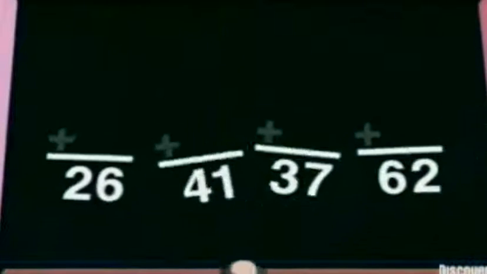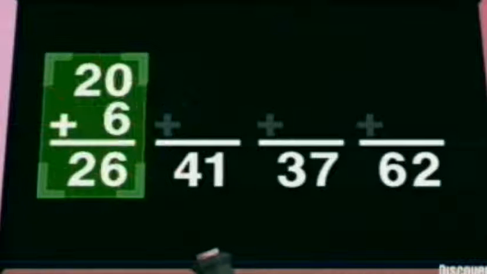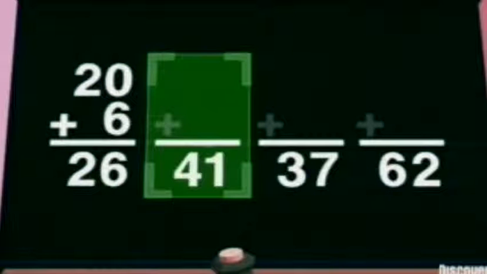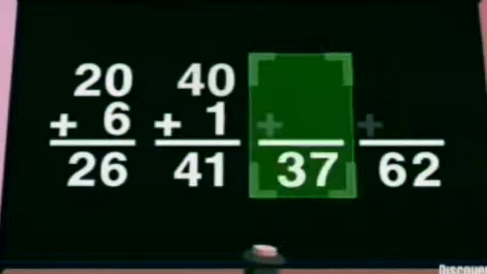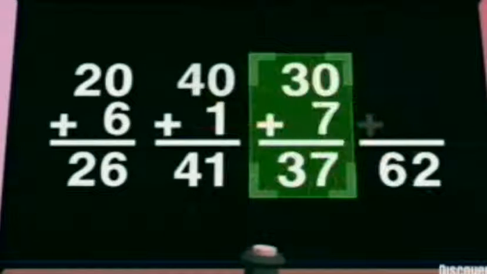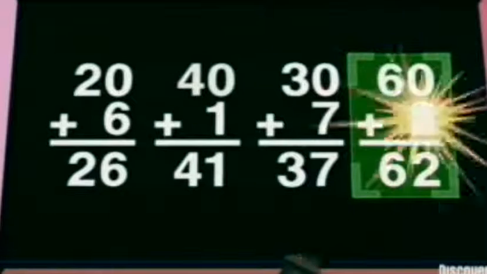We're going to write the place value addition for these numbers. This number is 26. The place value addition for 26 is 20 plus 6. Next number. Say the place value addition for 41. 40 plus 1. Next number. Say the place value addition for 37. 30 plus 7. Last one. Say the place value addition for 62. 60 plus 2.